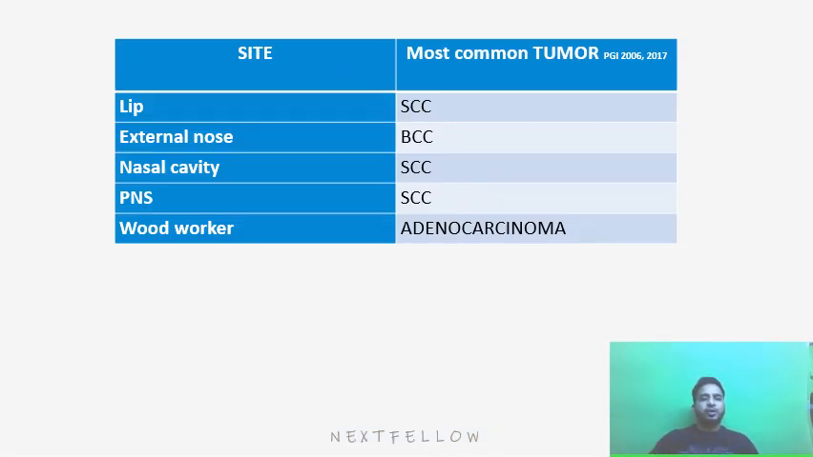Now, what is the most common malignant tumor? If we talk about lips, we talk about the lower lip mainly. If the examiner wants to ask about lips, the most common tumor is squamous cell carcinoma. If we particularly say the upper lip, then it is basal cell carcinoma. If the examiner asks what is the most common carcinoma of lip, then it is squamous cell carcinoma. What is the most common carcinoma of the external nose? It is basal cell carcinoma, also known as rodent ulcer.